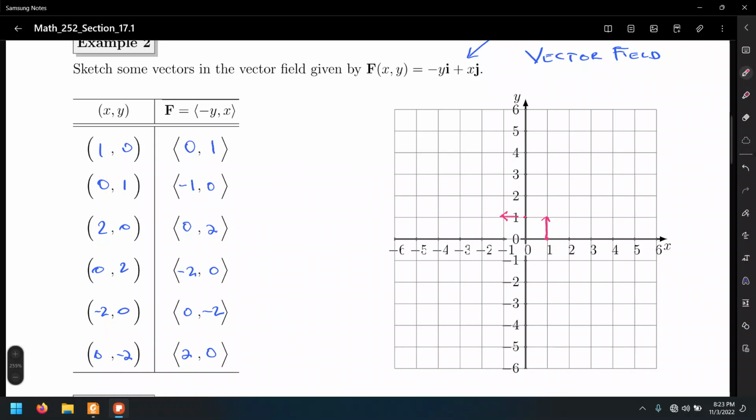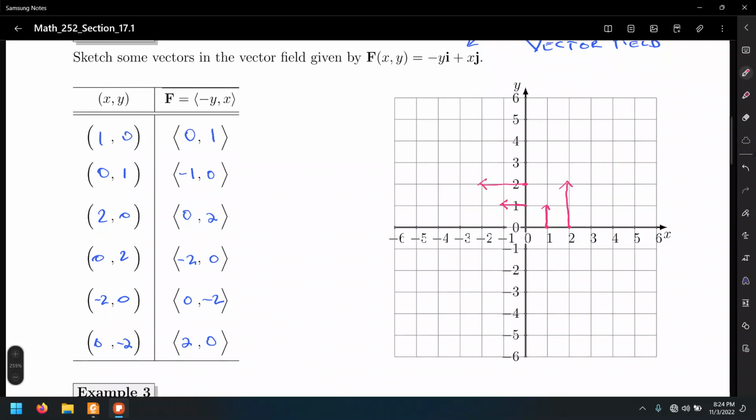Okay, (-1, 0). And then the next vector at the point (2, 0) is going to be the vector 0 in the x direction and 2 units up. For the point (0, 2), that's the vector negative 2 units in the x direction and 0 units in the y direction. And two more vectors, so at the point (-2, 0), that's going to be the vector (0, -2). It's a vector pointing down. And last but not least, at (0, -2), that's going to be the vector (2, 0).